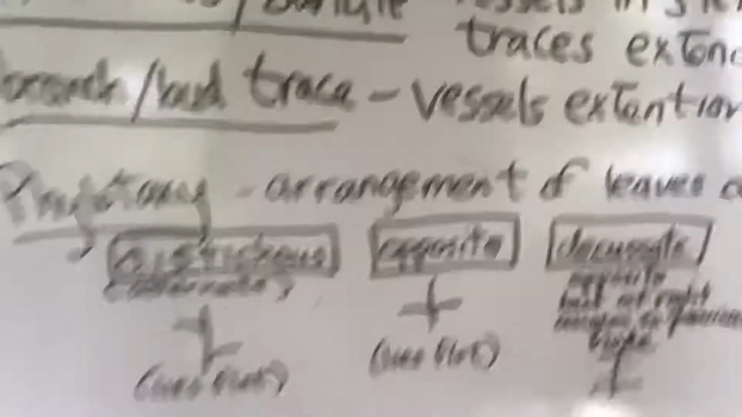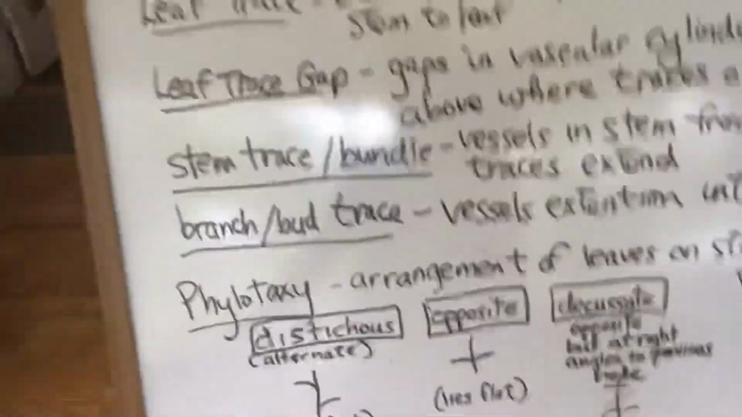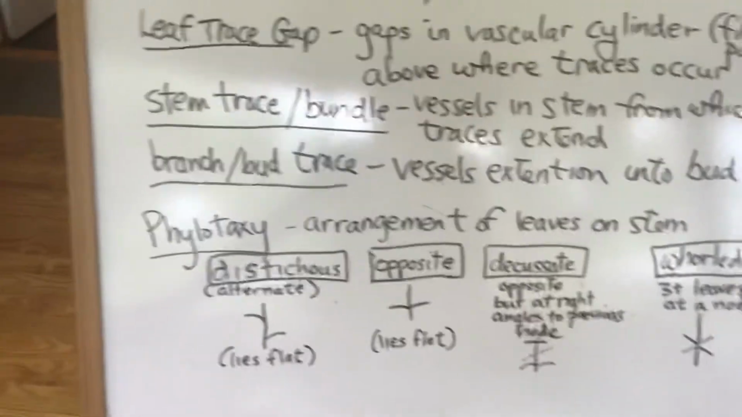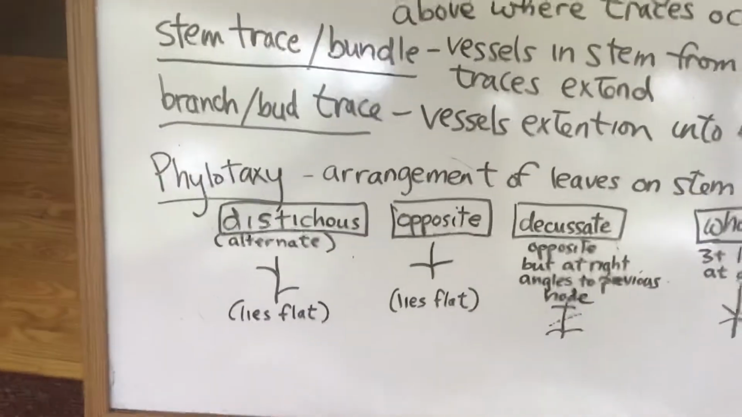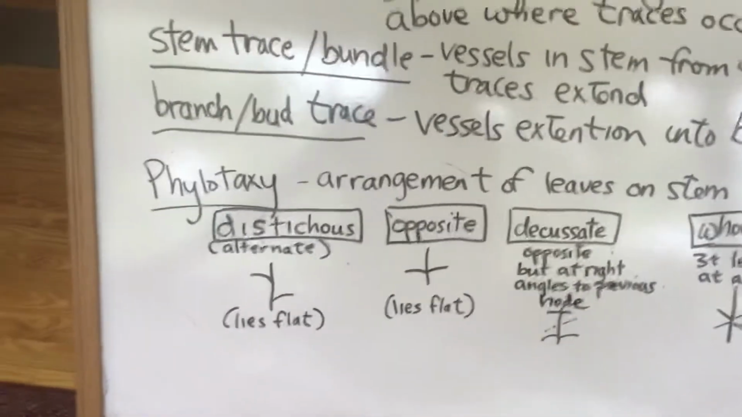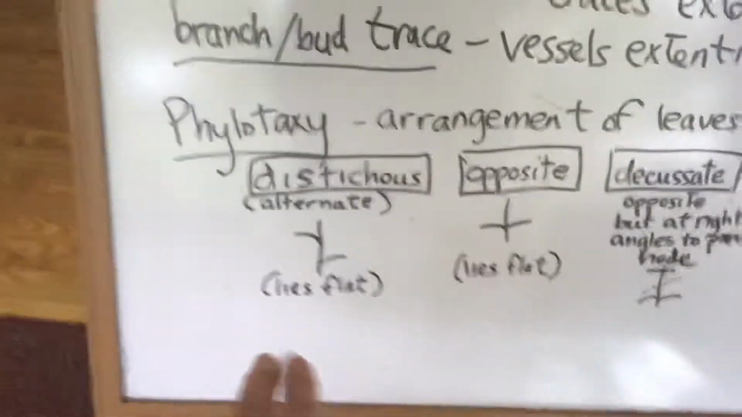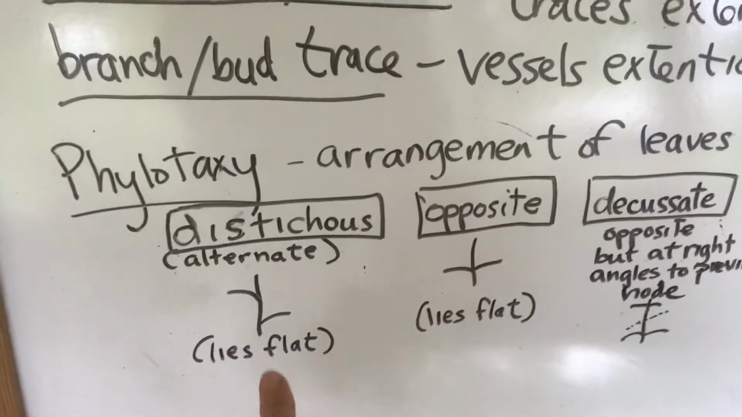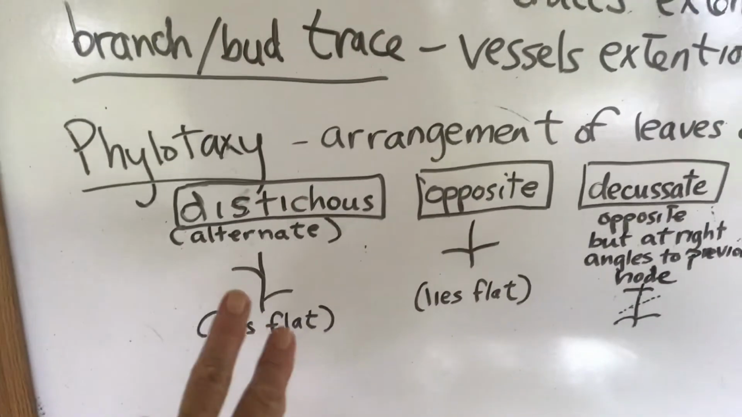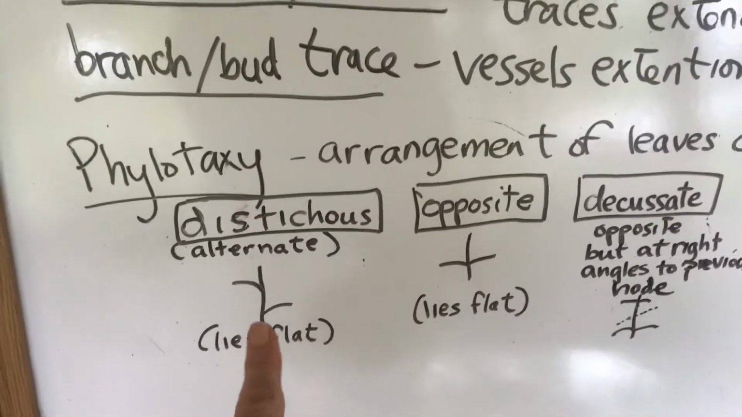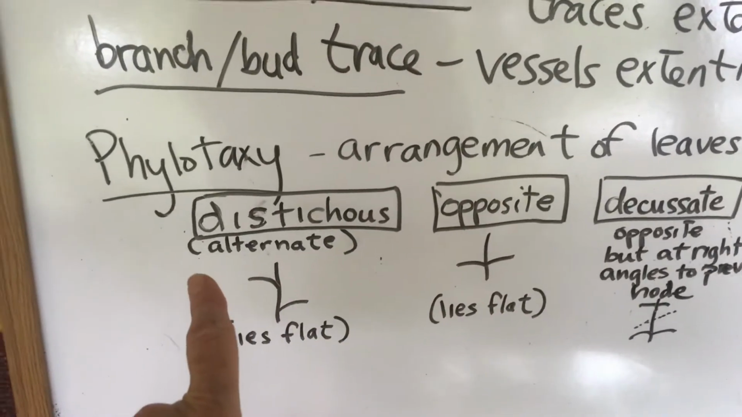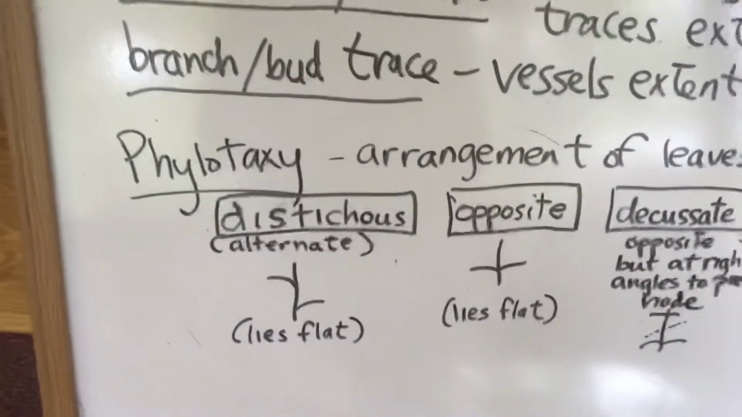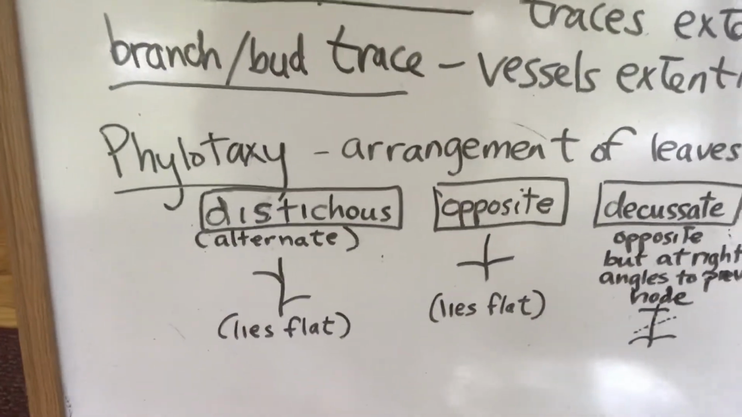Okay, and then there's something that we should talk about called phyllotaxy. This is the arrangement of the leaves that are on the stem. So the most common is what we call distichous or alternate. That is where the leaves are coming off at opposite sides of each other, but you have one below, and then as you go up a little bit, the other one will come off the opposite side. So this is an alternate leaf arrangement, very common.